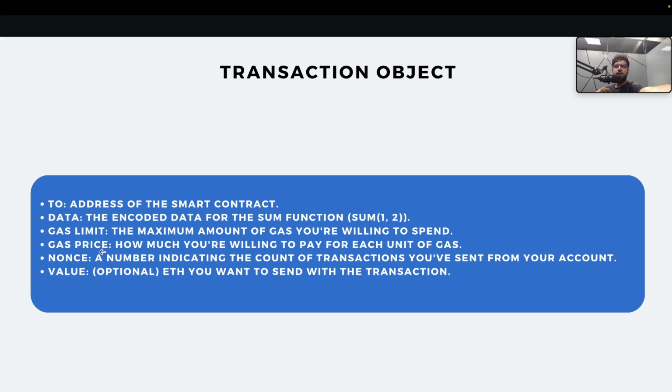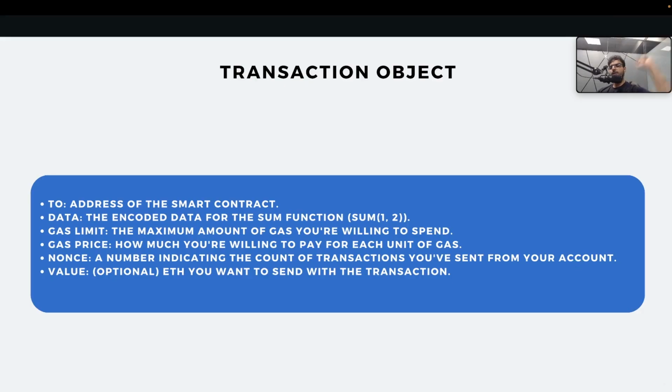I will pay more for this gas. I will pay more for this gas, for this amount of gas. So the person who bids the most is the person that the miners will pick. Nonce, a number indicating the count of transactions that you have sent from your account. EOAs, externally owned accounts, have a nonce.